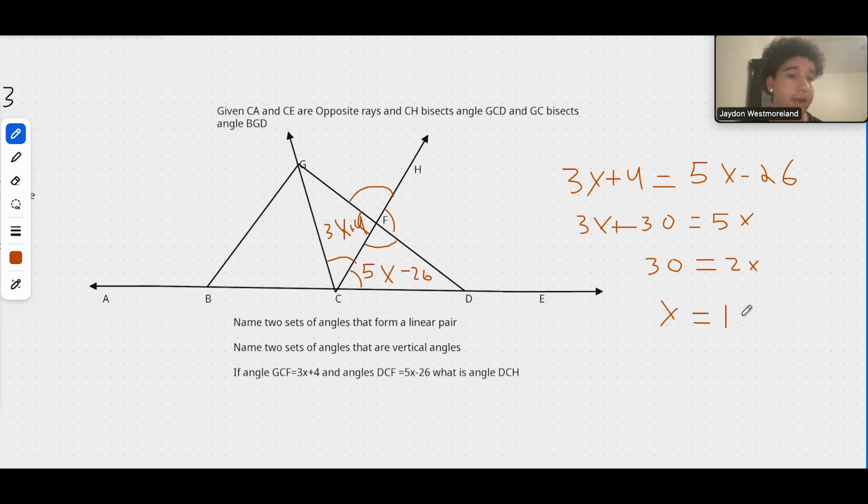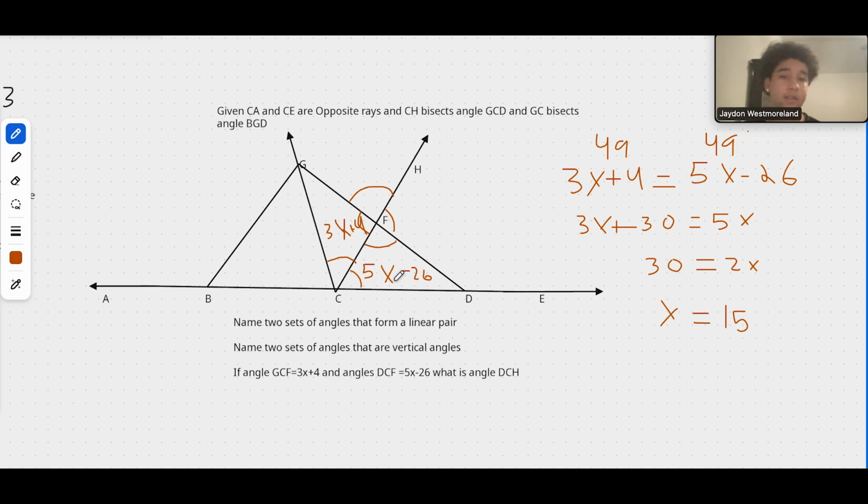And then I'm just going to plug it back into either equation. The reason why is because of the same thing. So I'm going to do it in this one. 15 times 3 is 45. 45 plus 4 is 49. This is 49, which means this is 49. That would be the answer here. DCH is equal to 49 degrees.